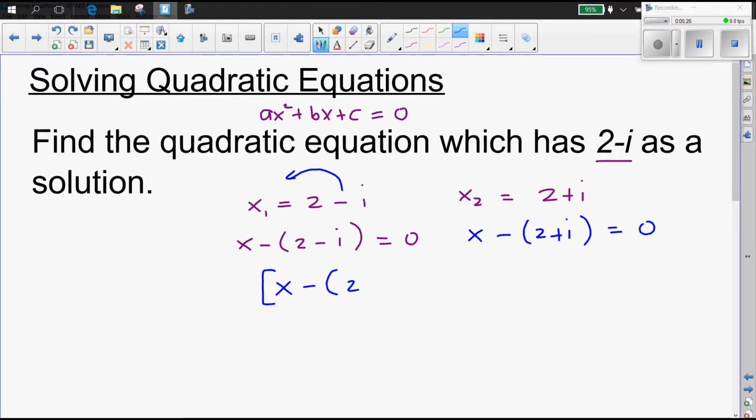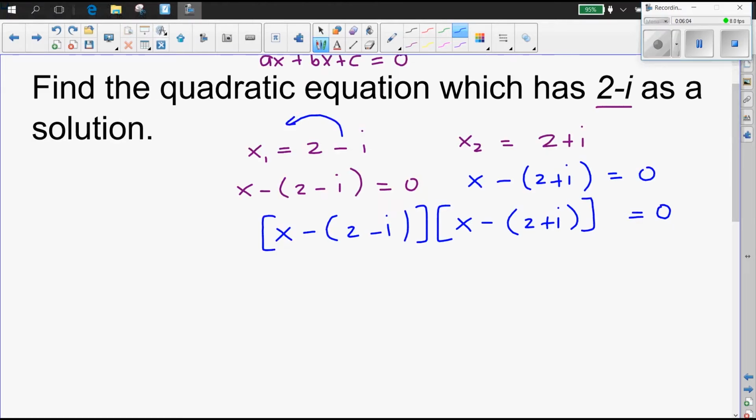So I have that x minus (2 minus i) multiplied by x minus (2 plus i) will equal 0. So if each factor equals 0, then the product of the two factors will also equal 0. And when I multiply this out, I will get to the quadratic equation that I'm looking for. Now I'm going to first do it in a very long method, and then I'm going to show you a much easier method. So let's do it the longer way.